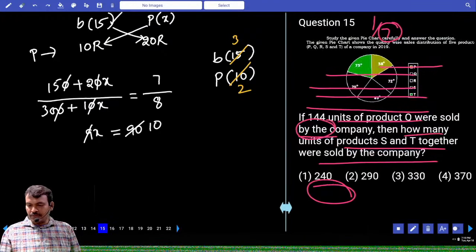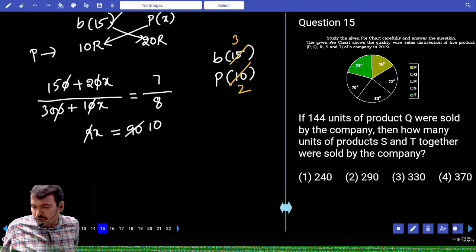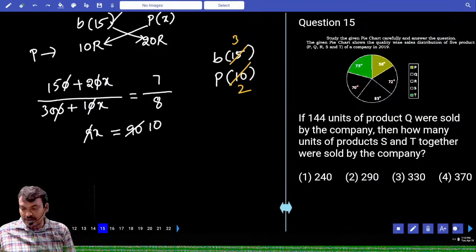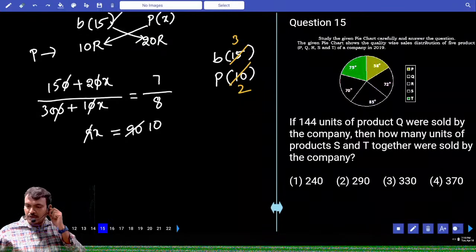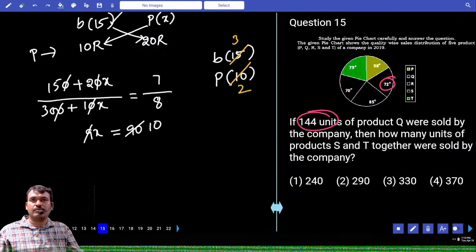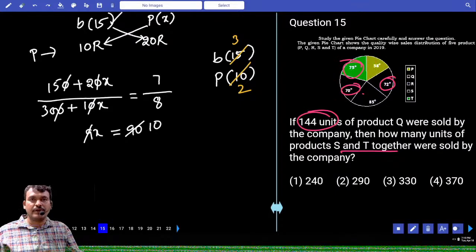Next question number 15. 144 units of the product Q were sold by the company. Then how many units of product S and T together were sold by the company? What is the Q value? 72 degrees. But here how many units? 144. Double or triple? Double. Means S and T also double or triple? Double. What is the S value? 70. T value 75. Together 145. Double means 290.